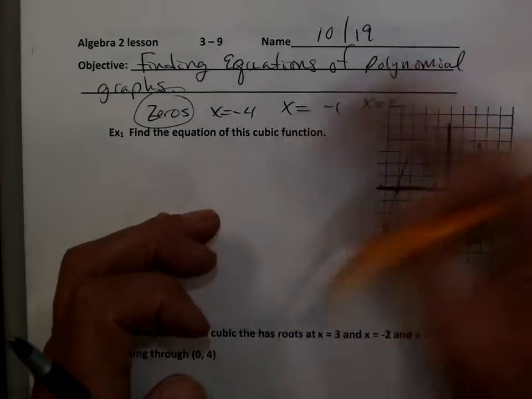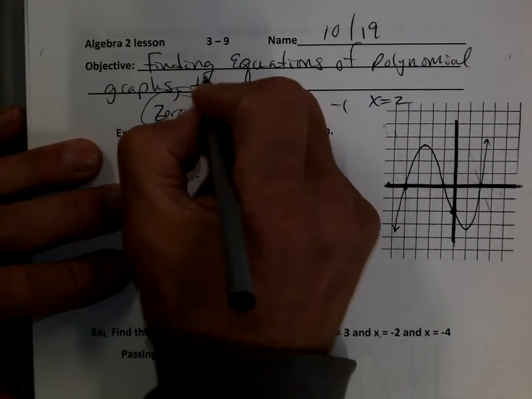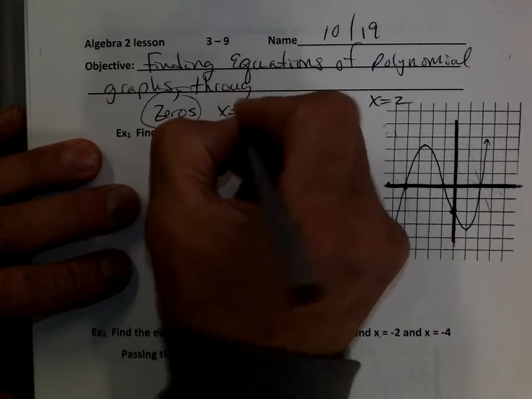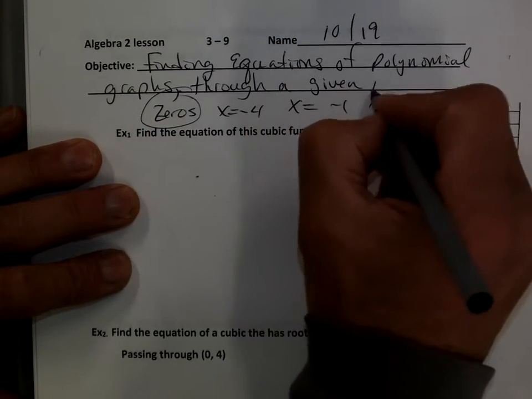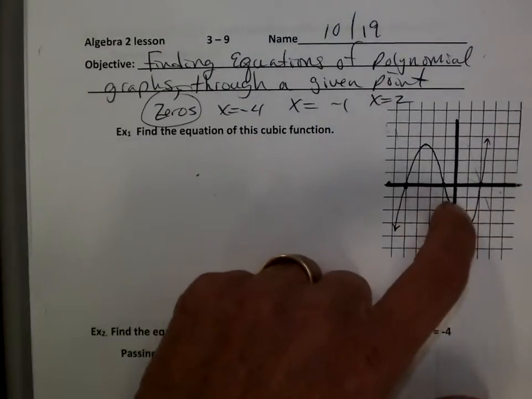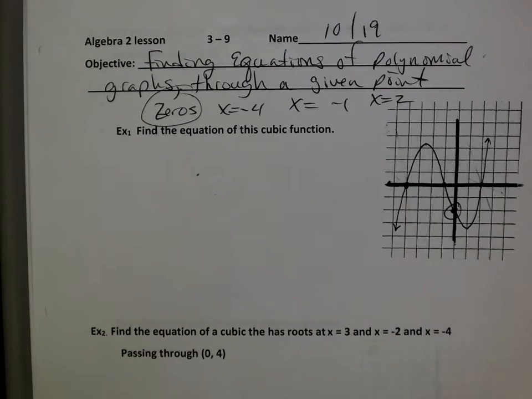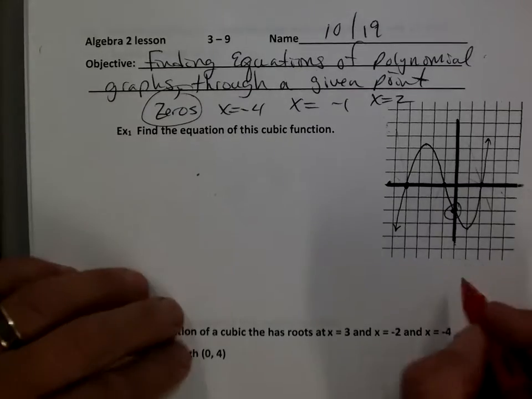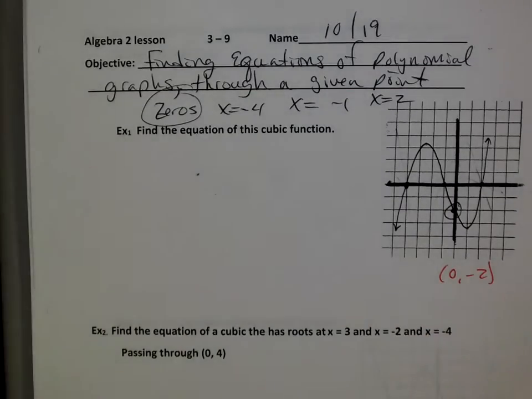So finding equations of polynomial graphs through a given point. We can actually find the equation of this particular one because it goes through a point that we can find. The point we can find is right there, and that's the point at 0, negative 2. We're going to come back and use that. So let's start off with the equation.